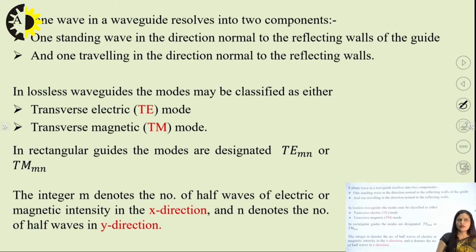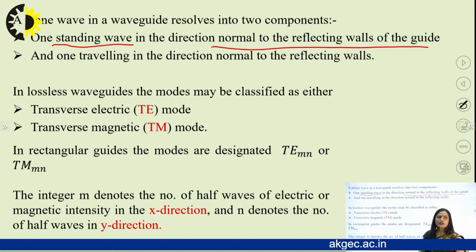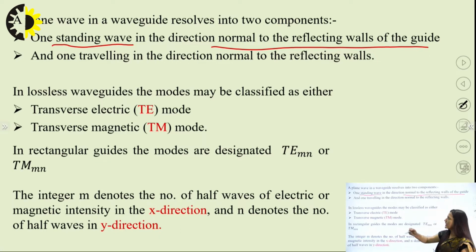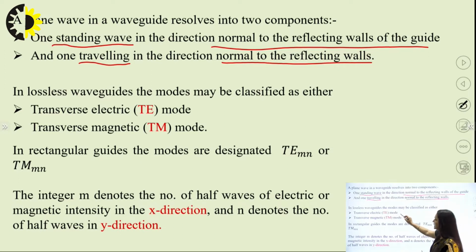So the plane wave in the waveguide is now resolved into two components. The first is called the standing wave. The standing wave component is in the direction normal to the reflecting walls of the guide. Next is the traveling wave. Through this component, your wave travels from one end to the other, and this is the traveling component normal to the reflecting wall. It means your wave is now converted into two types of waveform: one is the transverse electric mode and the other is the transverse magnetic mode.